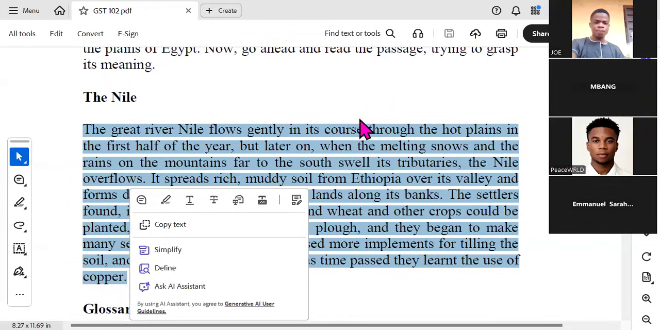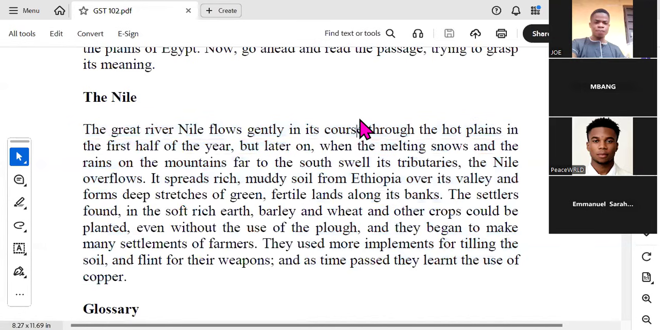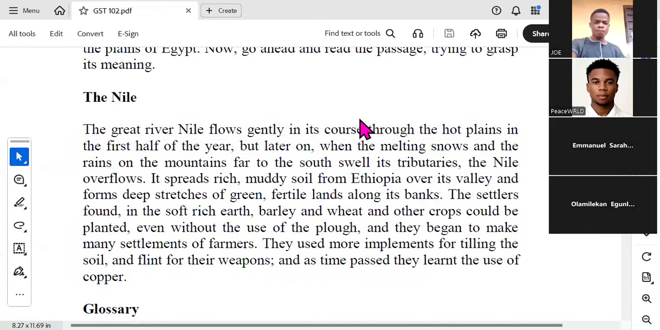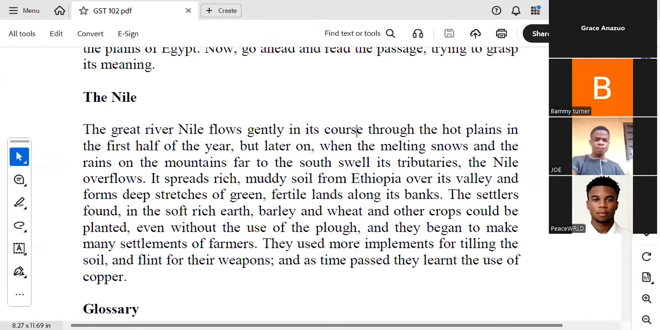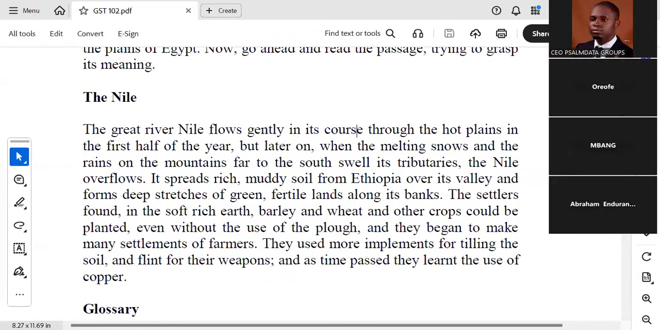Mbank, are you here? Yes. I'm here, sir. Please take it now, sir. The great river flows gently in the course. Let's leave it. Okay, Oreo Fair. The great. Okay. Can you hear me, sir? Yes, we can hear you.